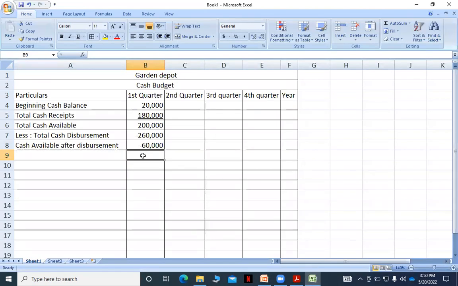So see here we have a 60,000 taka minus figure. So if you want to make it a 10,000 taka plus or positive figure, how much do we have to borrow? 70,000. Yes. So we need to borrow 70,000. So here we have a new section. We call it financing. And this is borrowing. So we'll borrow 70,000, and after borrowing, our balance will be 10,000.